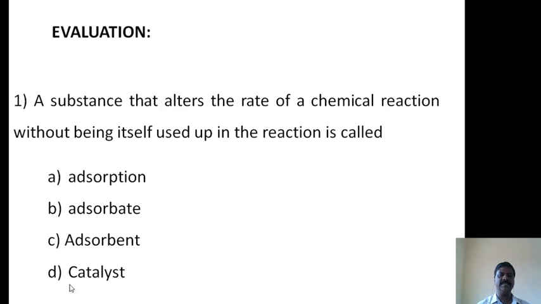The D option is the correct option for this question, because a substance that alters the rate of a chemical reaction without itself being used up in the reaction is called a catalyst. Therefore, D option is the right answer for this question.